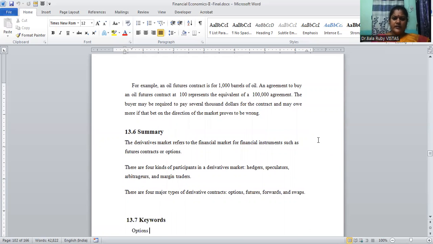Then let us concentrate on the summary of this part. The derivatives market refers to the financial market for financial instruments such as futures contracts or options. There are 4 kinds of participants in this derivative market: hedgers, speculators, arbitrageurs, and margin traders.